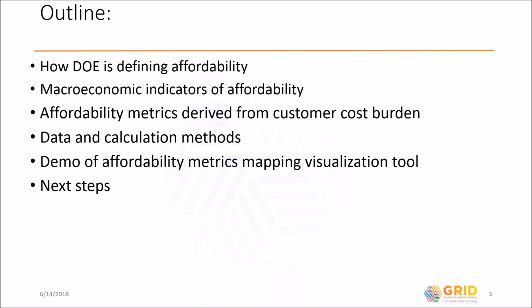I'll briefly highlight some macroeconomic indicators of electricity affordability. Then I'll introduce where most of our efforts have been focused, metrics derived from customer cost burden. I'll review some of the data sources and calculation approach. And finally, I'll demo a map-based tool that illustrates the metrics spatially and highlight our future directions.